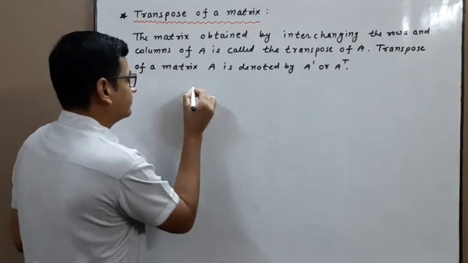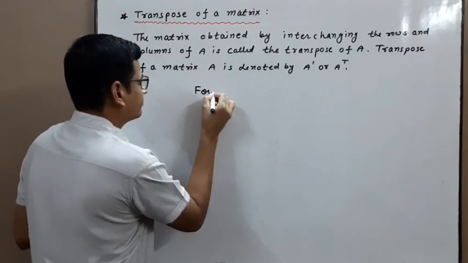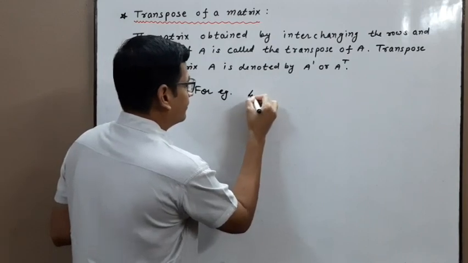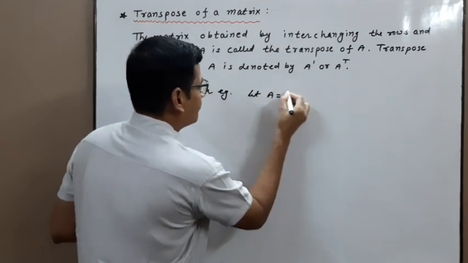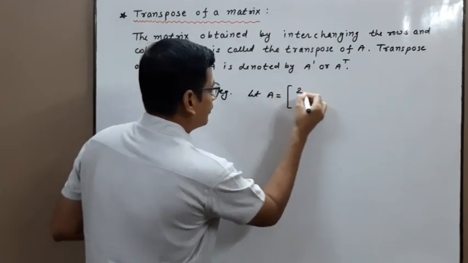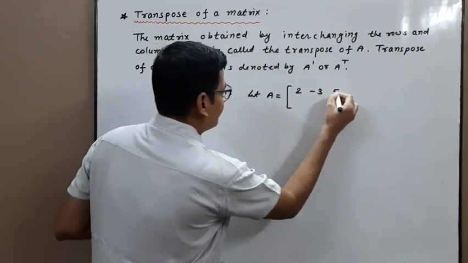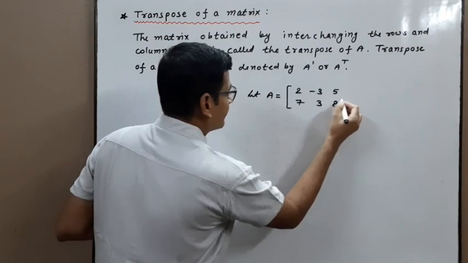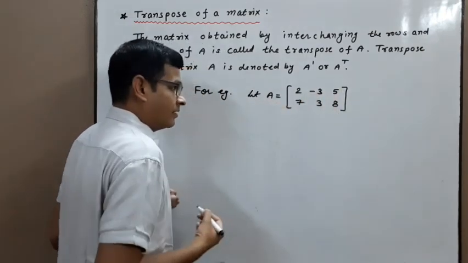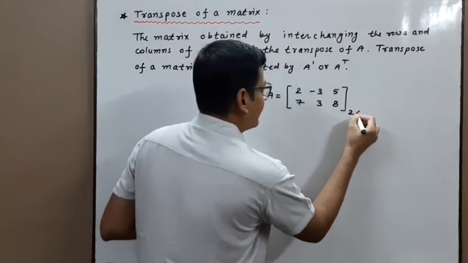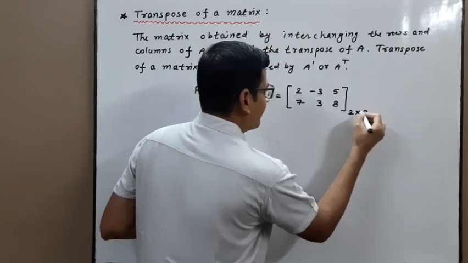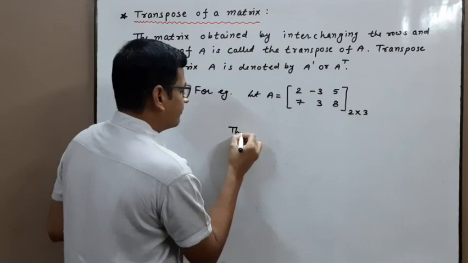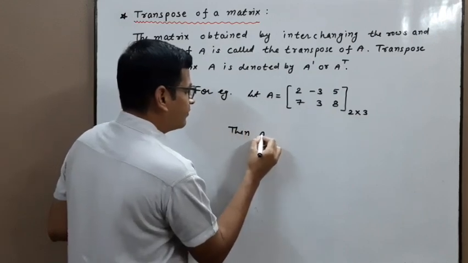For example, let A is equal to 2, minus 3, 5, 7, 3, 8. This is a 2 by 3 matrix. Number of rows 2 and number of columns 3. Then transpose of A is denoted by A'.